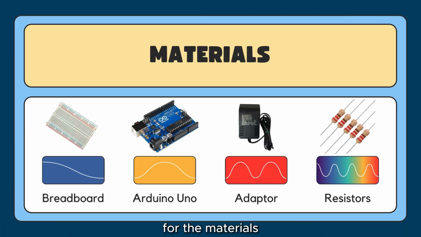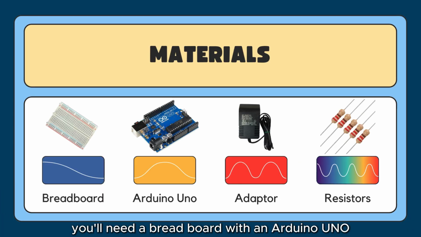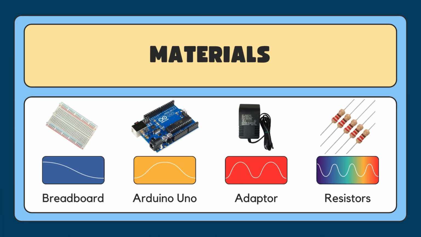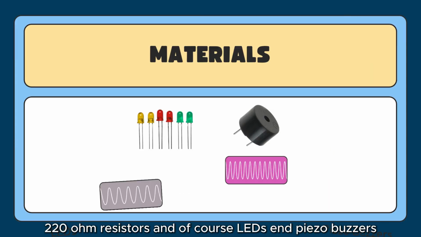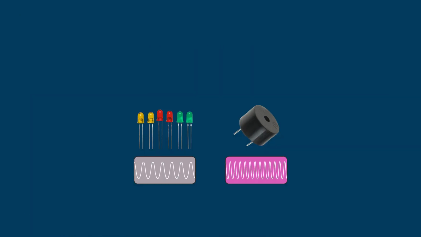For the materials, you'll need a breadboard with an Arduino Uno, a 120V AC to 12 VDC adapter 1000 mA, a digital multimeter, 220 ohm resistors, and of course, LEDs and piezo buzzers.